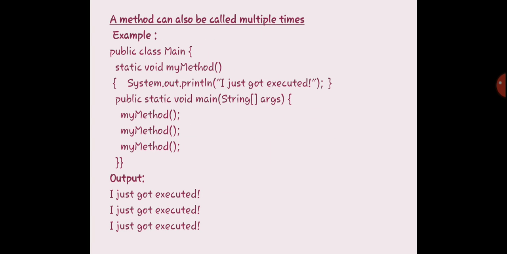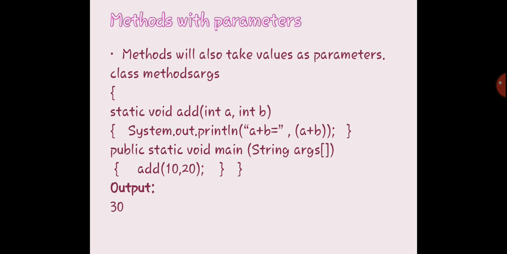A method can be called multiple times. I told you, whenever and wherever I call, it will be executed. Whenever we want to call, and however many times we want to call, that many times we can call and it executes and gives its output. So I'm calling the method three times, so thrice I'll get the output "I just got executed".